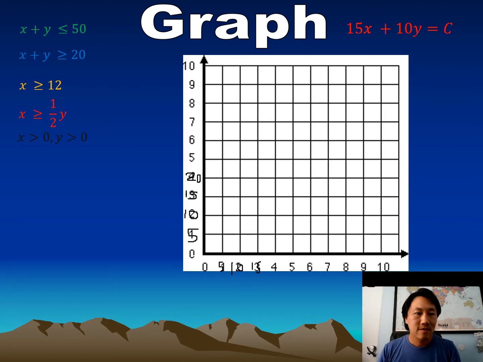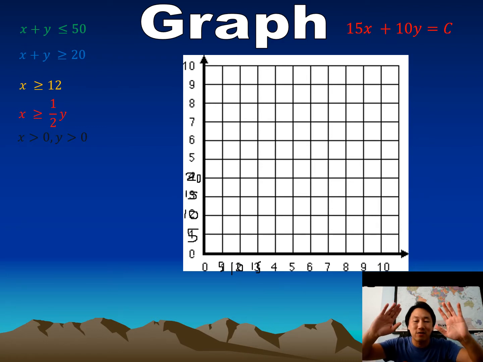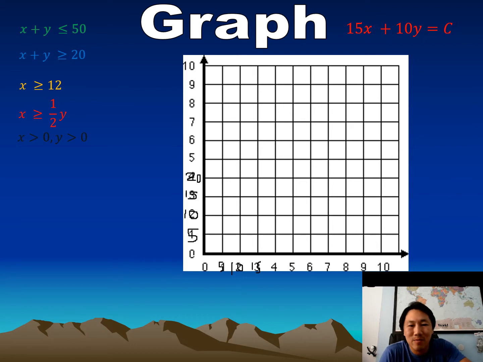All right, so let's go ahead and start graphing the green line. X plus y is less than or equal to 50. It is in standard form, and I like to just keep it in standard form. Cover up the y, that gives me the x-intercept at 50. Cover up the x, that gives me the y-intercept at 50. There it is, going from 50 up there to 50 down there.